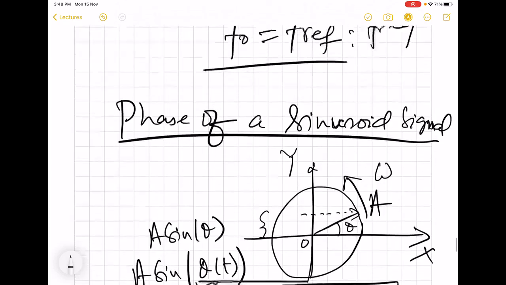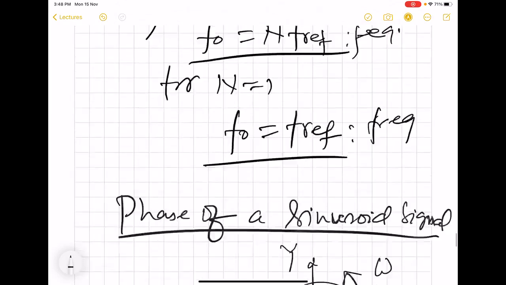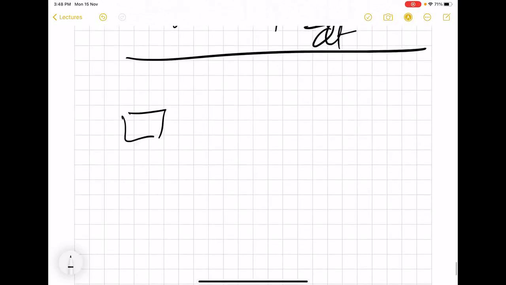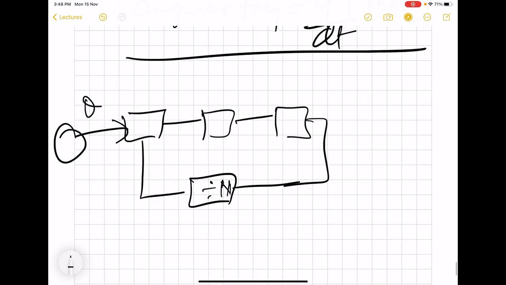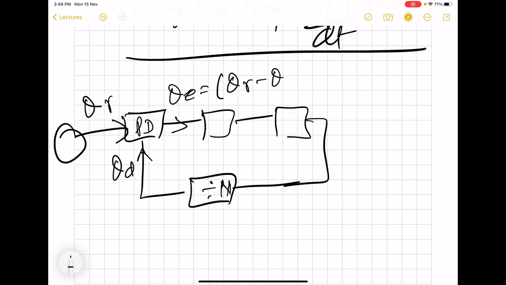Now we go back to our loop. Let me once again draw it here quickly. We have this loop, and what is being done here is the phase of the reference is being fed and the phase of the divider is being fed. And this PD is basically producing an error proportional to the error between the phase of the reference and the phase of the divider.